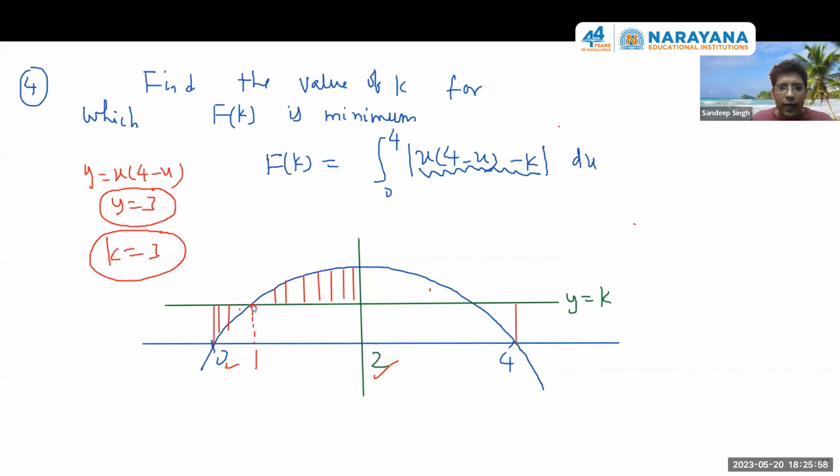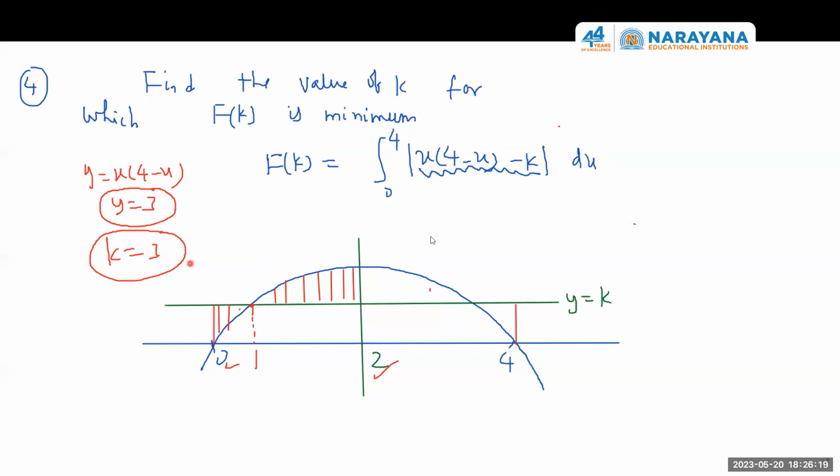Just now we proved that when x is equal to a plus b by 2, that means 0 plus 2 by 2, x must be 1. And when x is 1, you can substitute in the parabola x into 4 minus x to get the y coordinate of this point. And that will be 3. So that is how we obtain the result. Clear to all?